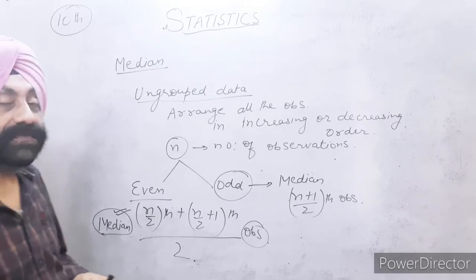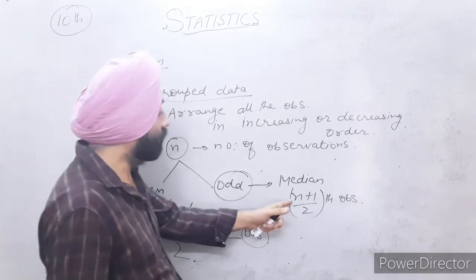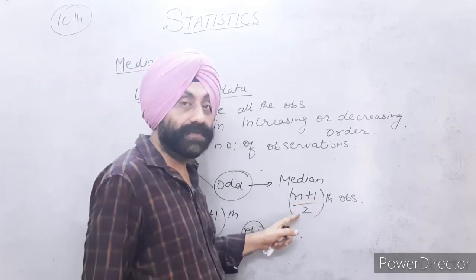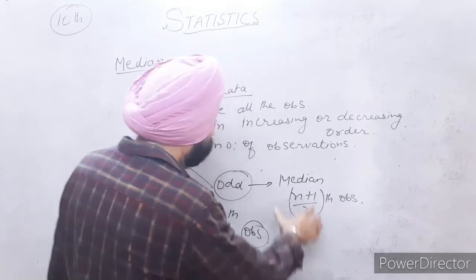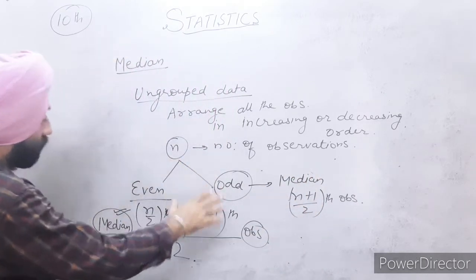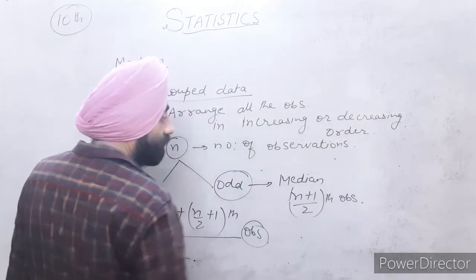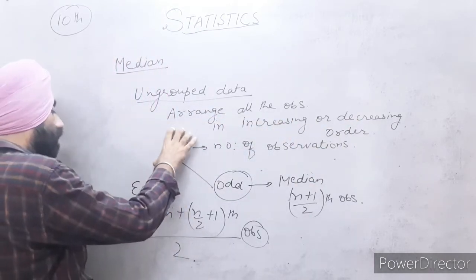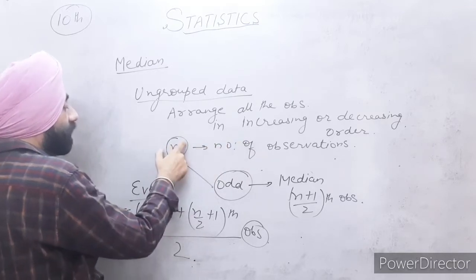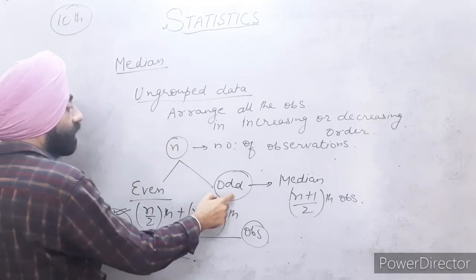If n is, say, 23, then 23 plus 1 is 24, and 24 divided by 2 gives the 12th observation as the median. This is for ungrouped data. Arrange all the observations in increasing or decreasing order. Now count the observations, that is n. It can be even, it can be odd.